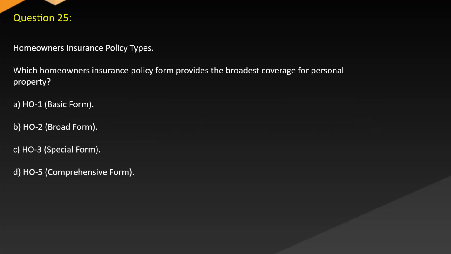Question 25. Homeowners insurance policy types. Which homeowners insurance policy form provides the broadest coverage for personal property? A. HO1 basic form. B. HO2 broad form. C. HO3 special form. D. HO5 comprehensive form.